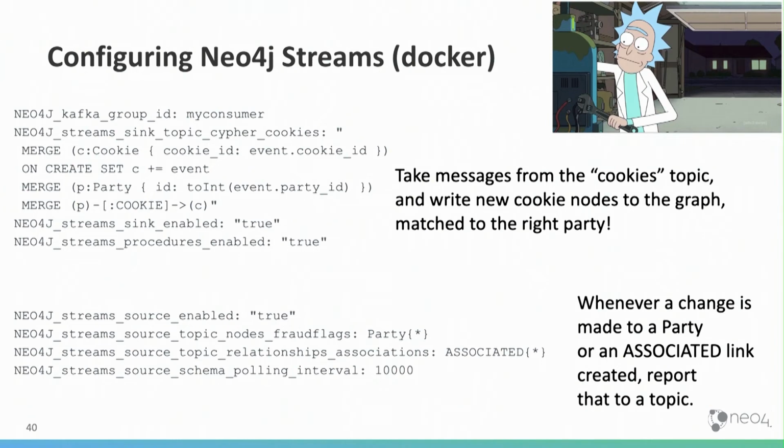So this is how we're going to configure it. The top one there is taking messages from a cookies topic and creating a new cookie in our graph that connects to the right party. You can see the Neo4j streams sink topic cypher cookies there towards the top. That's the topic it's going to come off of. And then we're taking that message that's coming in from Kafka, and we're creating a graph pattern from that. So we're creating a cookie node. We're setting some properties on that. We're linking up the related party for that cookie node, and then creating the relationship between those parties and cookies.